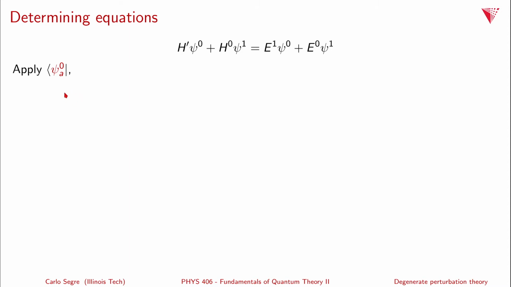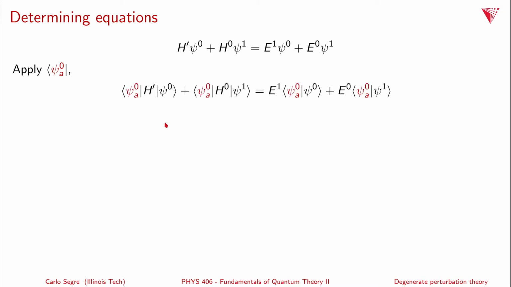We're first going to apply psi A0 and close the inner product on this equation. So we apply psi A0, the bra, to all of these. Well, that gives us four terms: psi A0 H prime psi 0 plus psi A0 H0 psi 1 equals E1 psi A0 psi 0 plus E0 psi A0 psi 1.